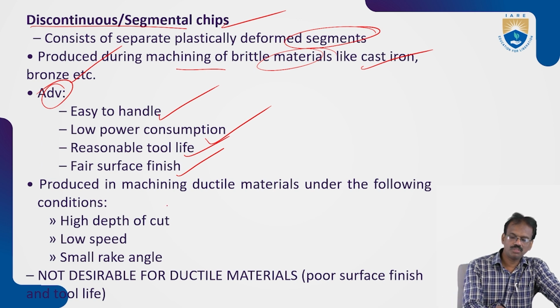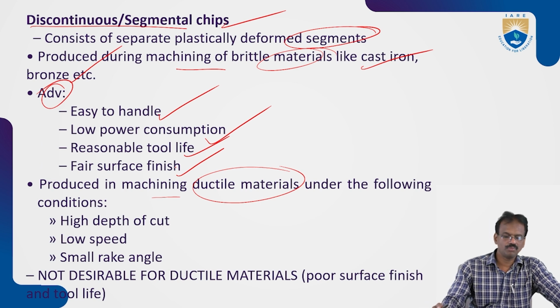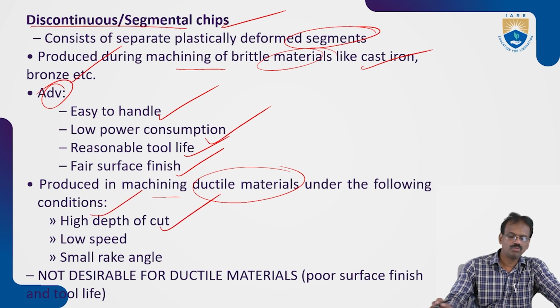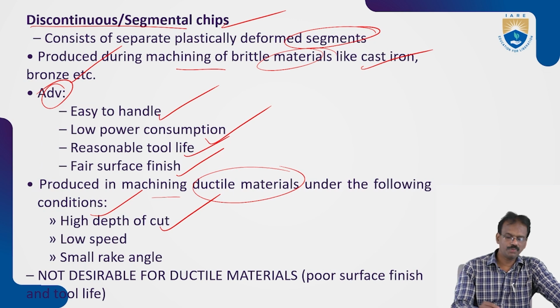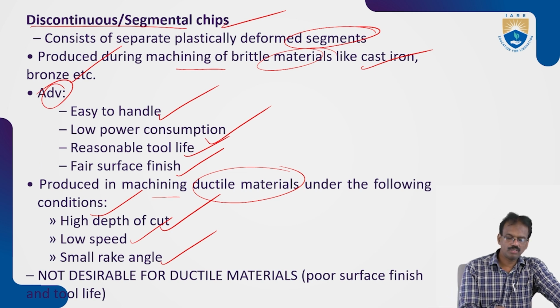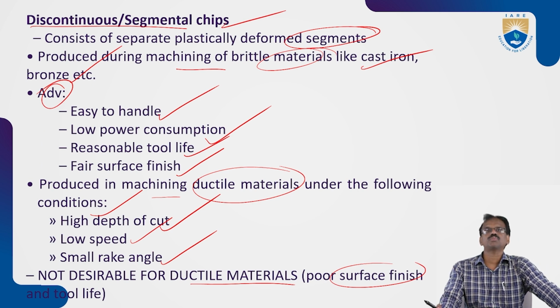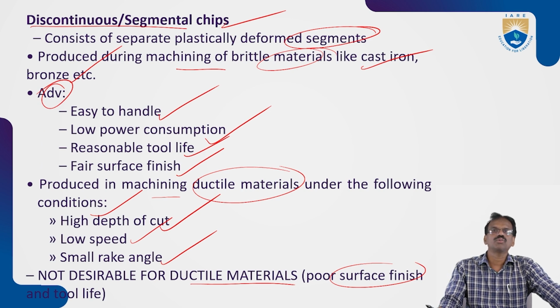So it is produced in machining mainly ductile materials under the following conditions: a high depth of cut and low speed. Next, a small rake angle is enough for this one. It is not desirable for ductile materials, because for the continuous process in ductile materials we require a high rake angle, a high speed and a low depth of cut, the opposite of this one.